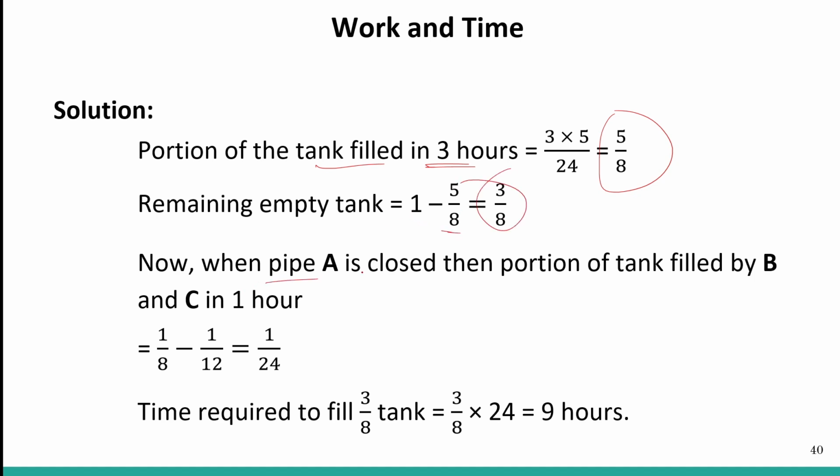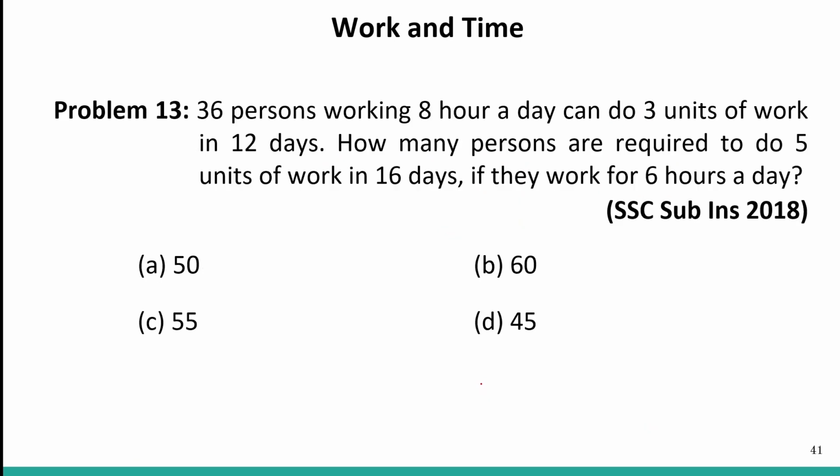Now when pipe A is closed, the portion of the tank filled by B and C in 1 hour is 1/8 - 1/12 = 1/24. So the time required to fill 3/8 of the tank is 3/8 × 24, which is equal to 9 hours. 9 hours is the amount of time it will take.